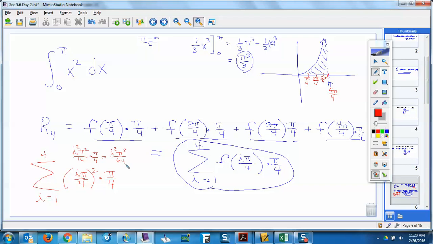Pi cubed is just a constant. 64 is just a constant, right? What did we say when we had a constant multiplied inside? Just bring it out. So this sigma, I'm going to rewrite it in black. Now I need new colors here so this doesn't get confusing. Too bad you don't have colored pencils. All right, now we've got i equals 1 to 4 still. This whole thing I've just simplified to this, right? And I'm going to take the pi cubed over 64 out.